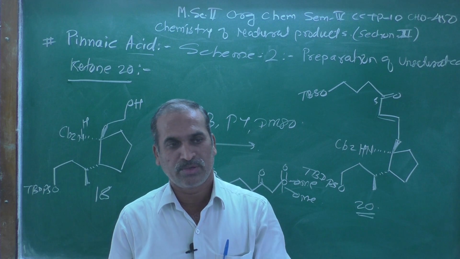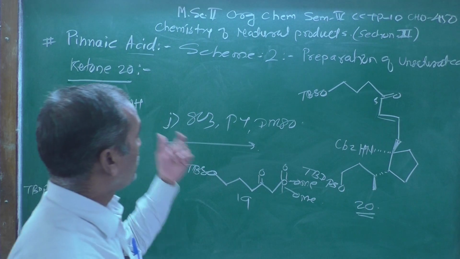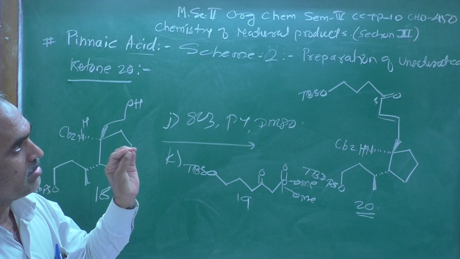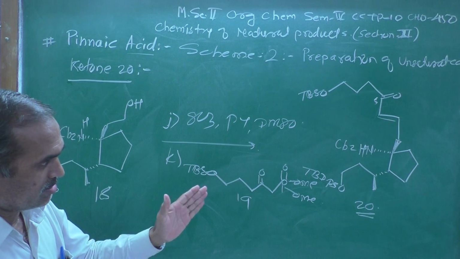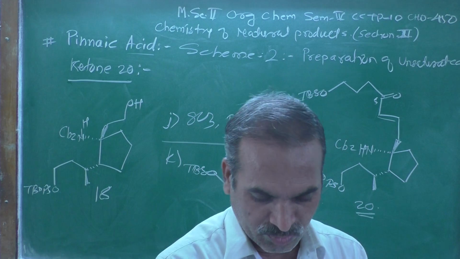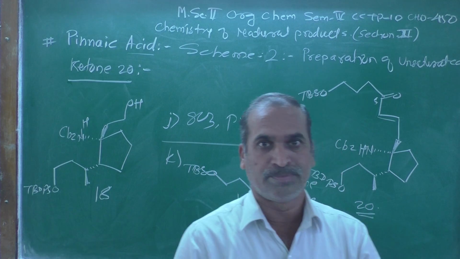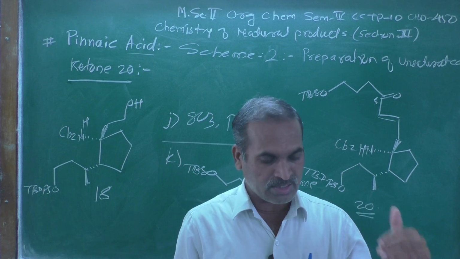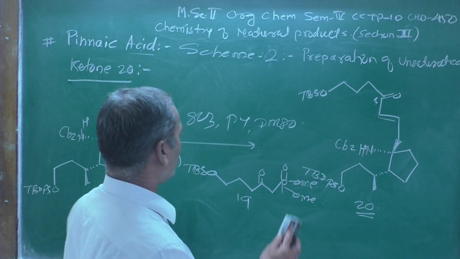Do you remember what we were discussing yesterday? I think yesterday we discussed scheme number 2. The title of that scheme is preparation of unsaturated ketone 20, which we discussed in our previous lectures. Today we are going to discuss the reagents and conditions applied during this synthesis, one by one.